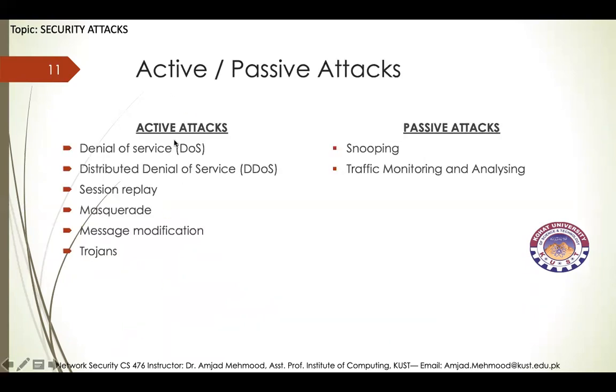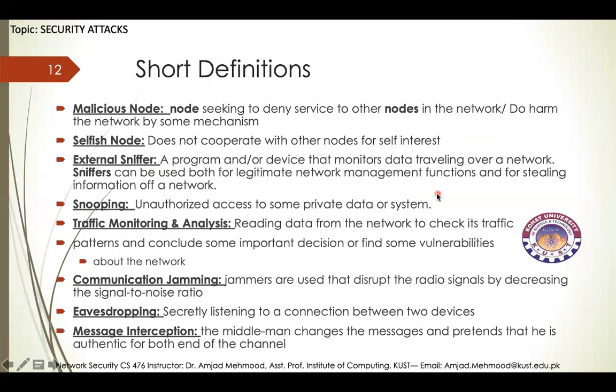You can see here the list of active and passive attacks. In active: denial of service and distributed denial of service, session replay, masquerade, message modification, Trojan, and in passive attack: snooping, and traffic monitoring and analyzing. These are the short definitions. I have given this to you as an assignment in my previous lecture. So I hope that you have understood all these short definitions, because they are very important.